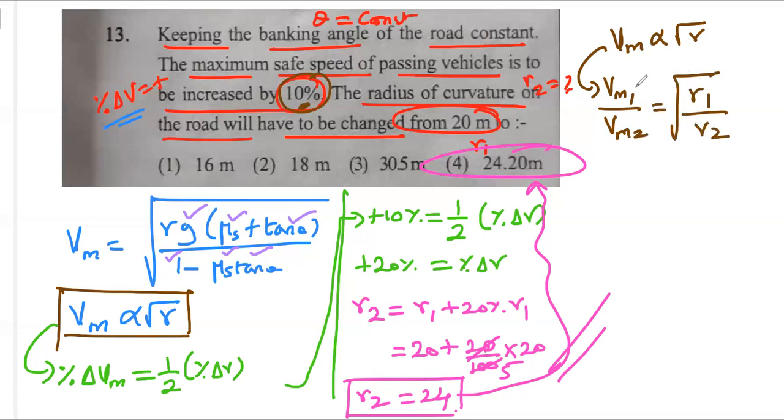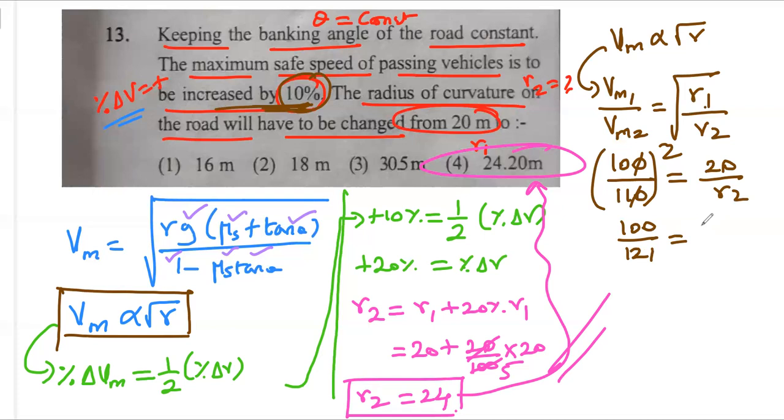Now I have to pick a value. Whenever they give percentages, assume the initial value to be 100. That's the simplest. So I'll take the initial speed to be 100. The next speed is 10% more, so obviously 110. This is equal to root of R1 by R2; R1 is given as 20, and I have to find R2. I don't like roots, so let's square both sides. 10 square is 100, 11 square is 121, equal to 20 by R2. Cross multiply, R2 is 121 by 5, which gives 24.2, the exact answer.